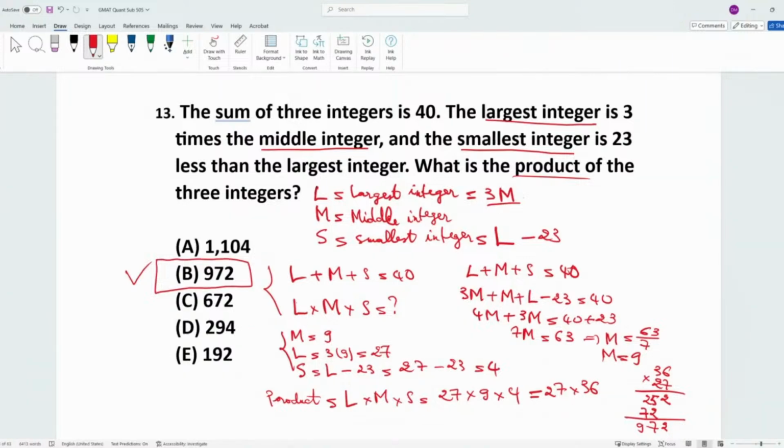And you can even check, because the question says that the sum of the three integers is equal to 40. If you add the largest, middle, and smallest integers, 27 plus 9 plus 4, this will give us 27 plus 13, which is equal to 40. Okay, so that's it. Our answer is B.